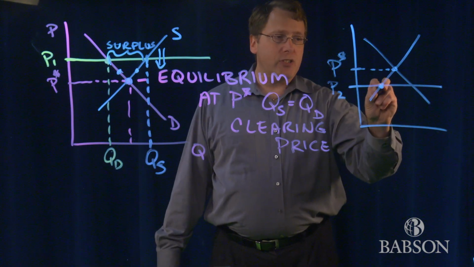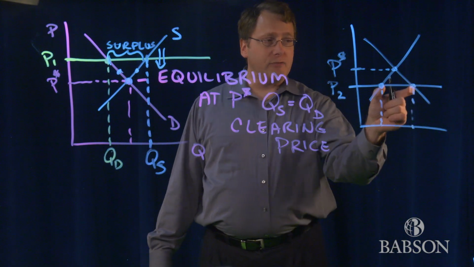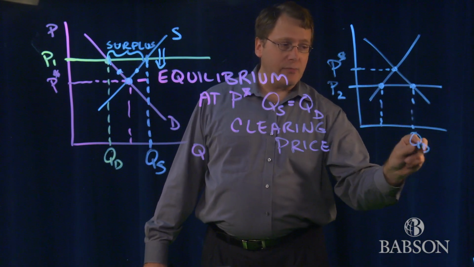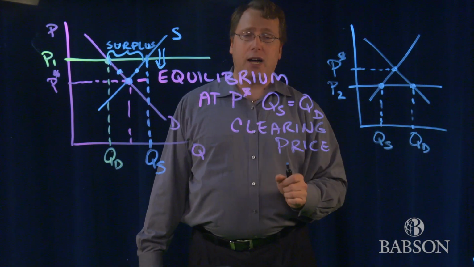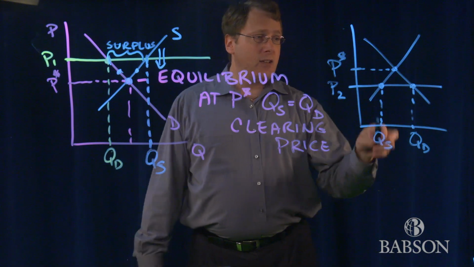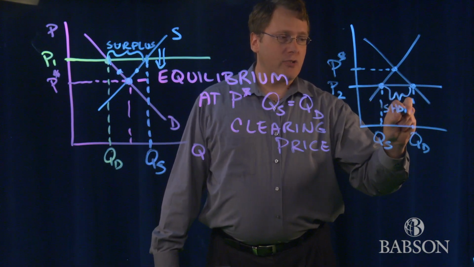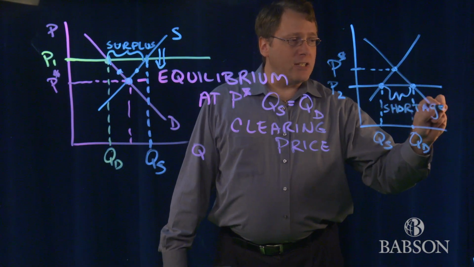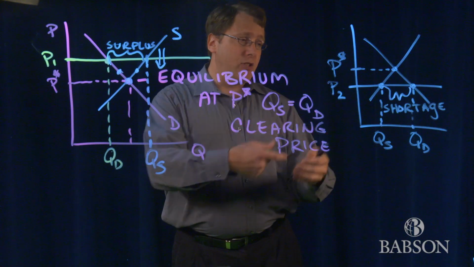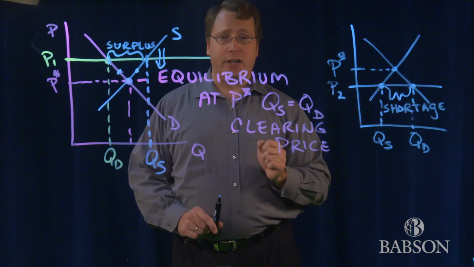Well, the point on the demand curve and the point on the supply curve, there's a distance between them. And this is what? This is the quantity demanded, and this is the quantity supplied. And you'll see that there's more demand than there is supply. This, on the other hand, is a shortage. So all that means is that there's not enough produced in the market to go to everyone who would actually want to buy it at that price.